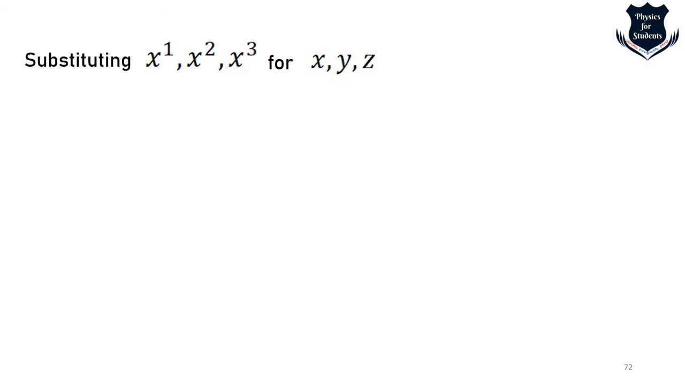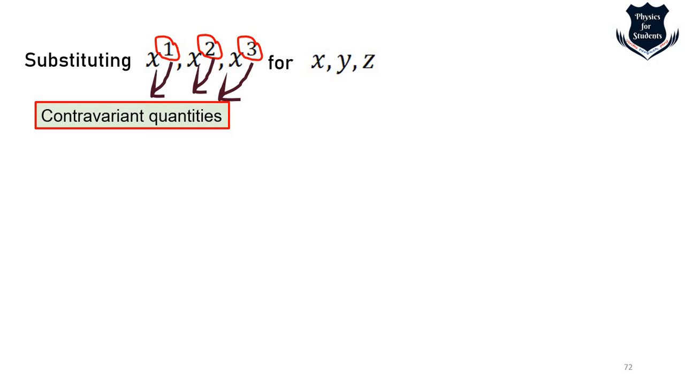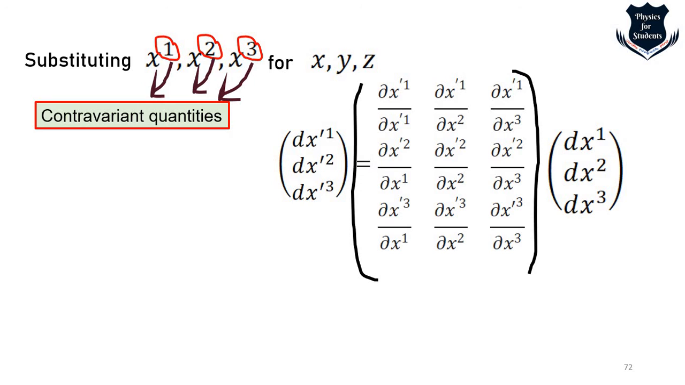Now, one thing I would like to point out: what are these? x1, x2 and x3 we are substituting for x, y and z. These are the contravariant components, right? The superscripts are mentioned so that you can understand that the differential length elements transform contravariantly. Taking this factor, if we calculate it, it takes the form of a matrix, and I can put it in a matrix.